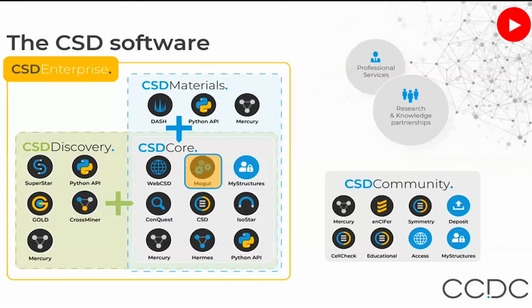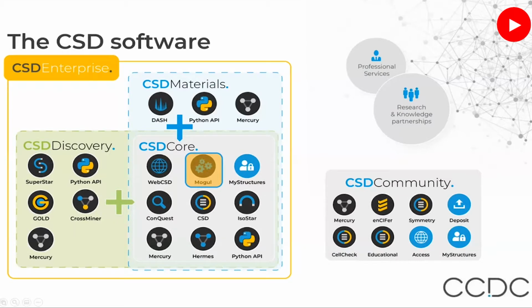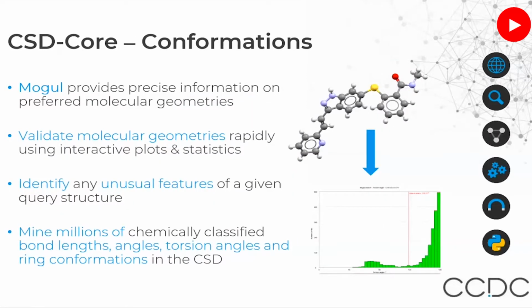Today we're going to be using Mogul, and you can find Mogul in the CSD Core suite of our software. Mogul provides precise information on preferred molecular geometries. It enables you to validate molecular geometries rapidly using interactive plots and statistics, and it can help you identify any unusual features of a given query structure.